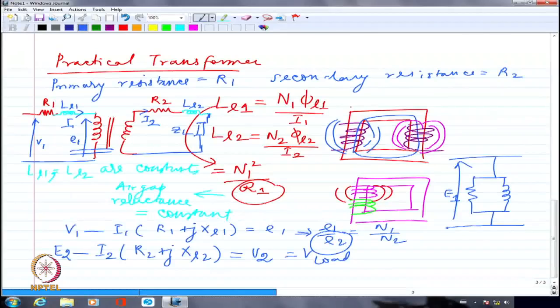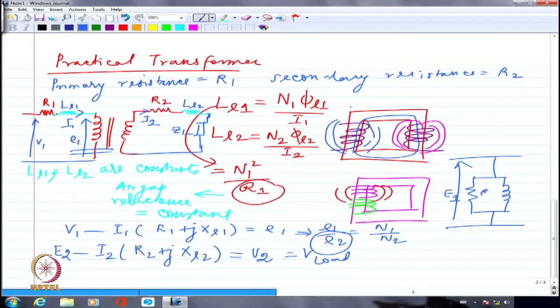That's not V1, that is E1, because the flux is established, the mutual flux is established corresponding to the self-induced EMF within the primary coil, which is linking with the secondary coil as well. The leakage definitely does not link with the secondary coil. So I have to necessarily subtract the R1 and XL1 drop before I really say that this is the established EMF in the primary which is linking with the secondary. Right? So this value of voltage will be E1.